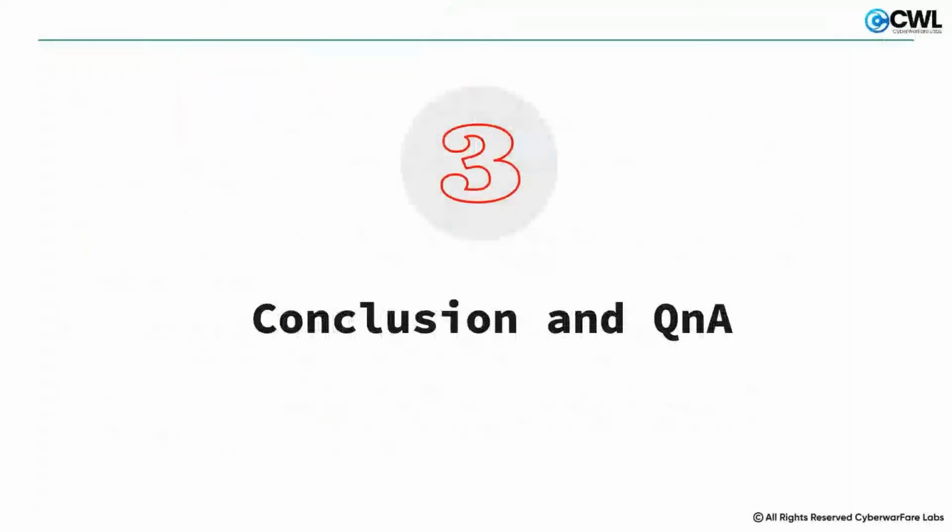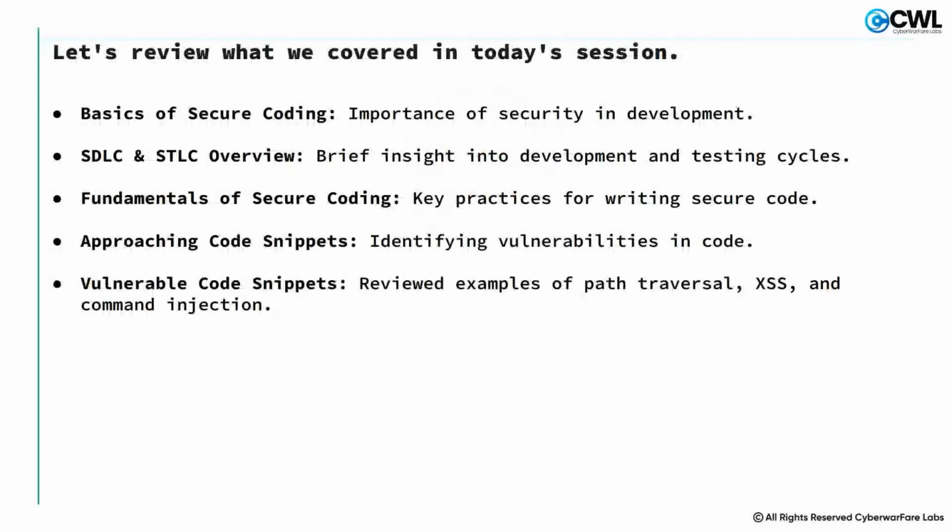Now we have reached the conclusion. We've almost finished the slides, so let's review what we have learned today. We have seen the basic structure and the basic principles of secure coding. We have discussed why secure coding is important in development cycles, and that the need for testing code is very important and should not be neglected. We have seen the SDLC and STLC, the software development and software testing life cycles.